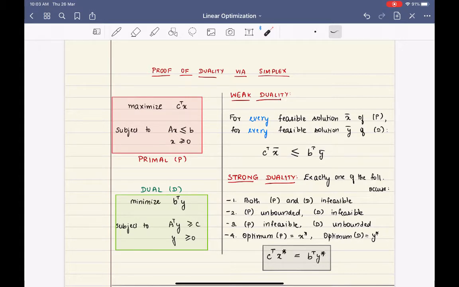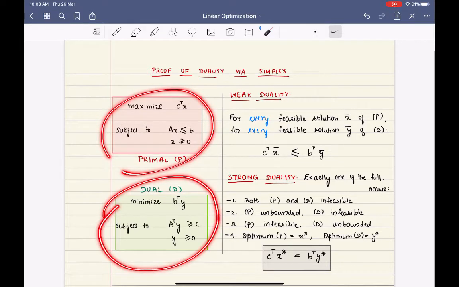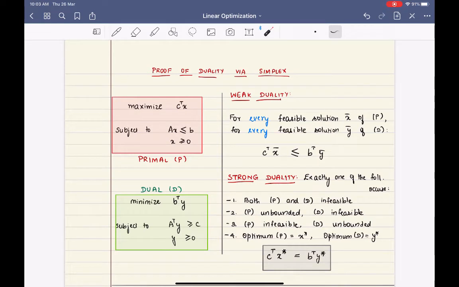Okay, so briefly to recall, if you start with this LP, this is the corresponding dual. And what is this weak duality? It says that for every feasible solution x bar of P, and any solution y bar of the dual, if you evaluate the cost at the primal, that will be less than or equal to the cost at y bar. Okay, this we have seen.